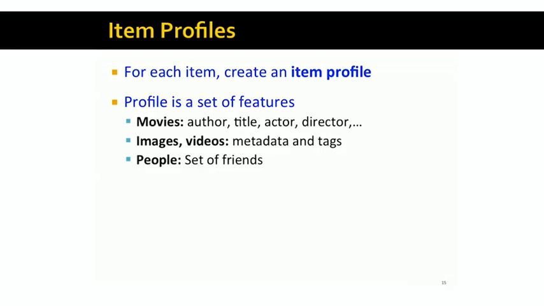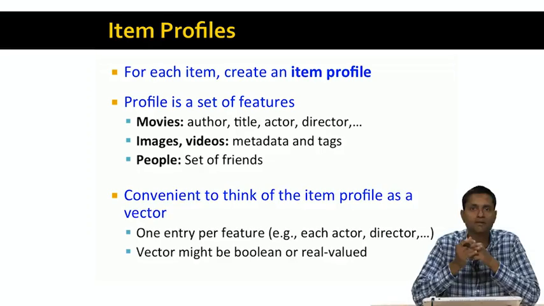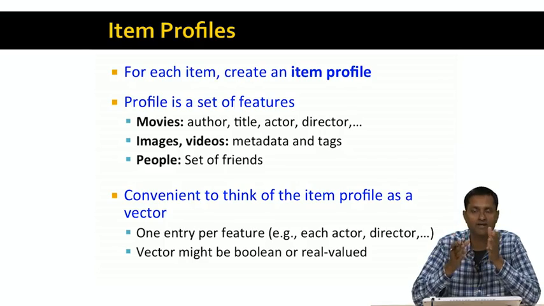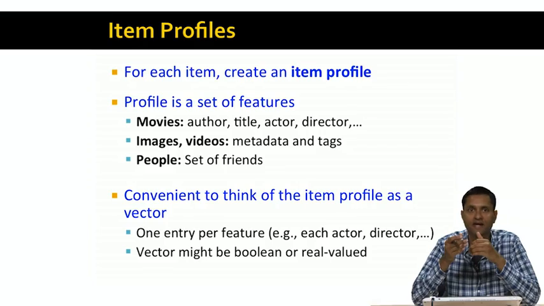Even though the item profile is a set of features, it's often convenient to think of it as a vector. The vector could be either Boolean or real valued, and there's one entry per feature. For example, in the case of movies, the item profile might be a Boolean vector, and there's a 0 or a 1 for each actor, director, and so on, depending on whether that actor or that director actually participated in that movie.